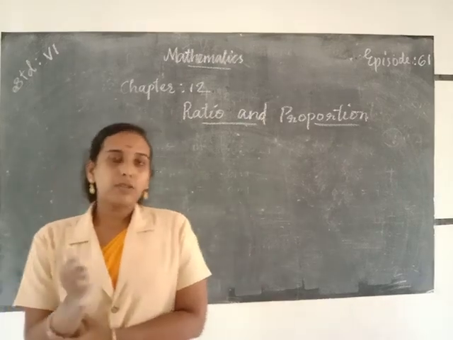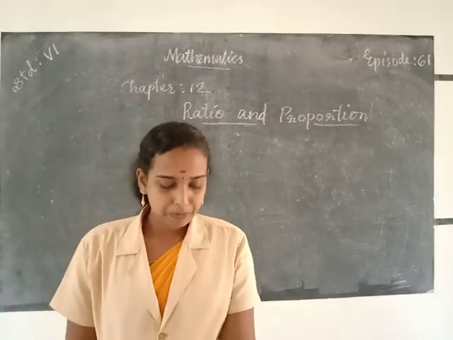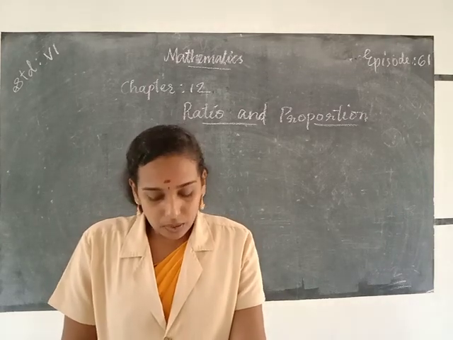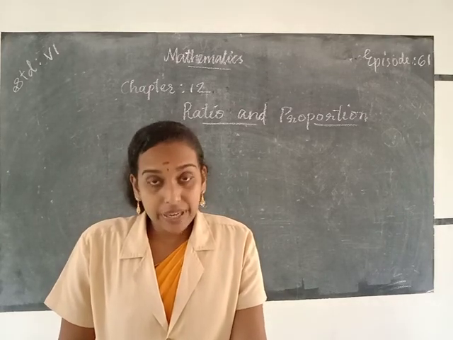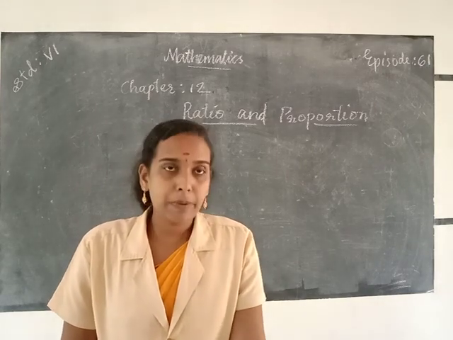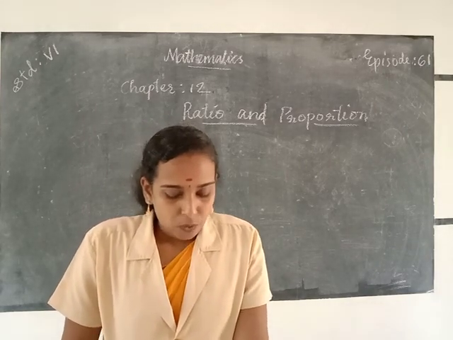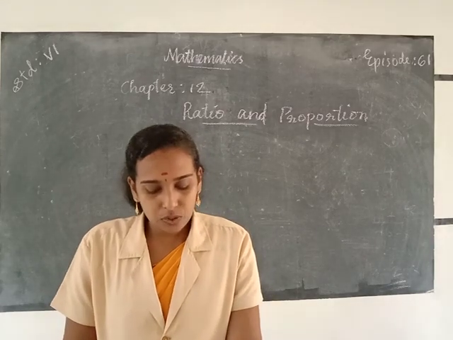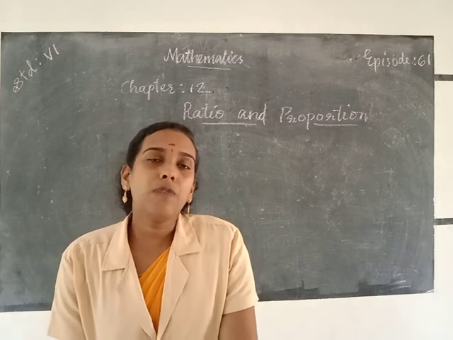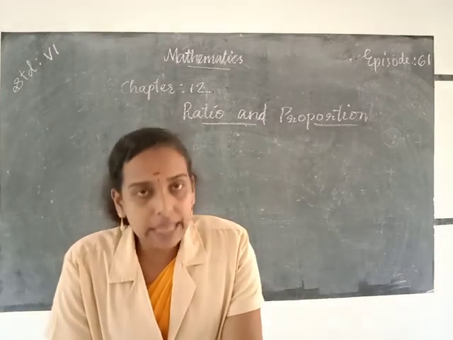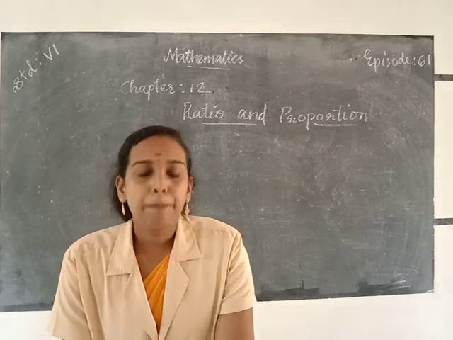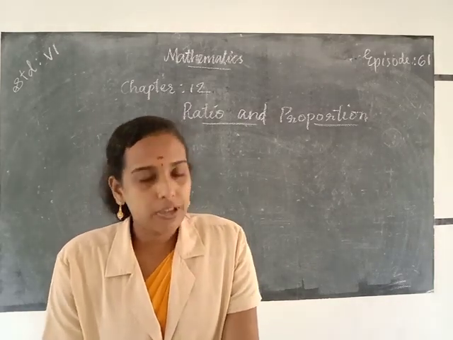Your textbook page number 248. Length and breadth of a rectangular field are 50 meter and 15 meter respectively. Find the ratio of the length to the breadth of the field. So here we want to find the ratio of the length to the breadth of the field, and the length and breadth of the rectangular field are given.